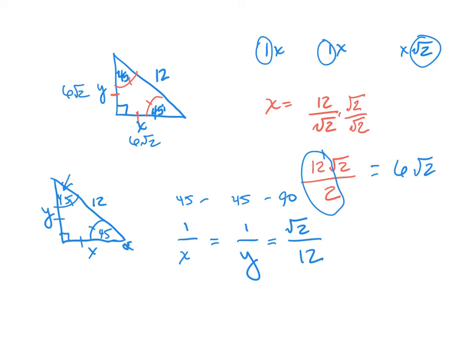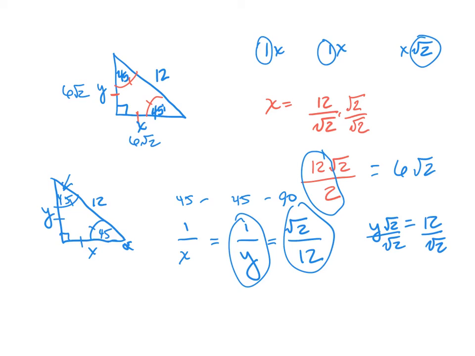With both of them, you could do this first, and then you could do the X. It's going to be the same answer. You only have to do one. So this is going to be y root 2 equals 12. Everybody see what I did? Cross multiplication. Divide by root 2.